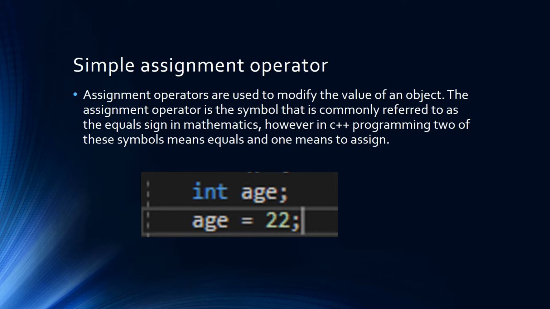So as you can see right here, this piece of code, int age, and then to the age I assigned 22. See, it has one equal symbol, which is assign in programming. If I had put two, then it would have been actual equals, an actual value.